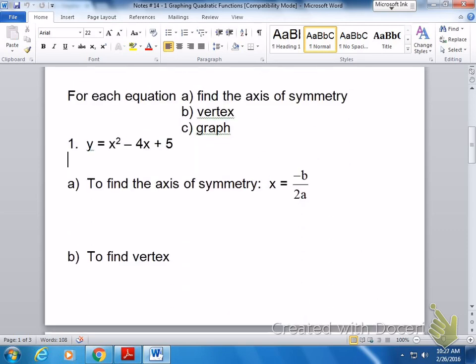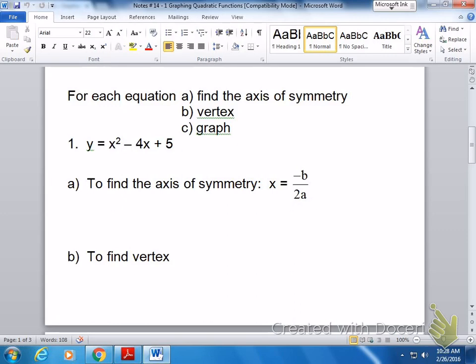Now, in each of these problems, it's going to give us a quadratic equation. We're going to have to find three things: the axis of symmetry, the vertex, and then we're going to have to graph it. So let's look at this first one. I have y equals x squared minus 4x plus 5.